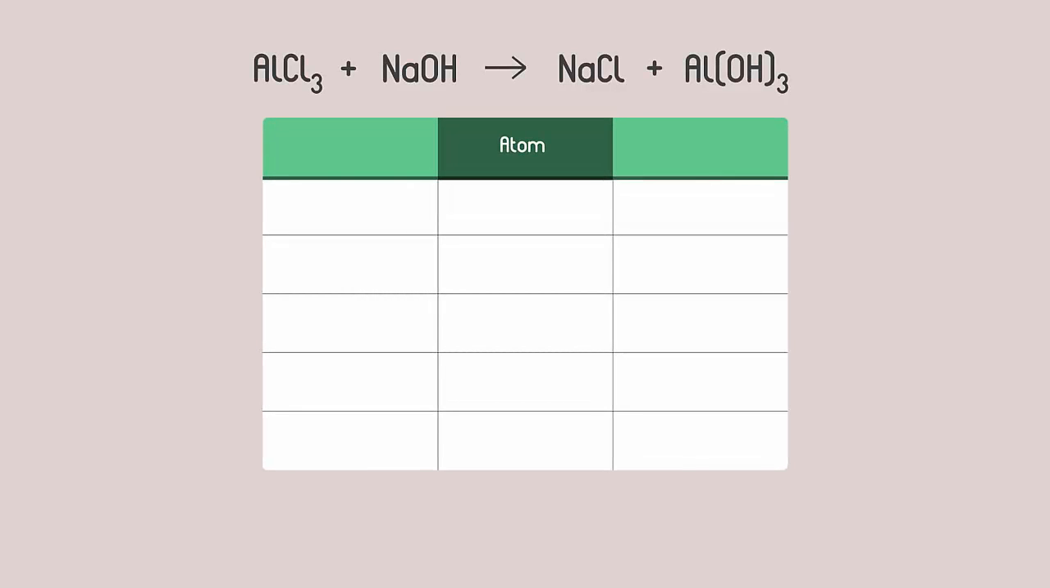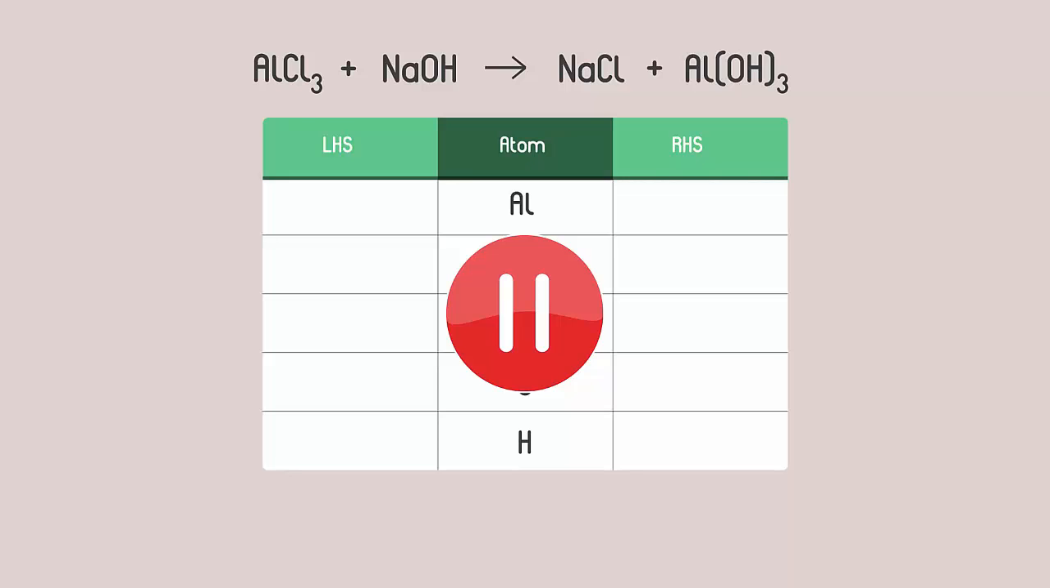You can list the number of each atom on the left-hand side and the right-hand side of the equation, then compare to see if they are the same. Remember, you can only change the big number in front of compounds, which says how many molecules you have. You can't break up bonds to make it balance. Try filling in this table now. Pause the video whilst you add up the atoms.